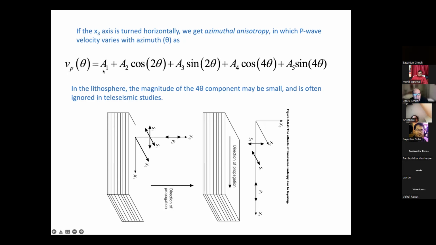So it looks something like this. VP will vary with azimuth as A1 plus A2 cosine 2 theta plus A3 sine 2 theta plus A4 cosine 4 theta plus A5 sine 4 theta. In the lithosphere, the magnitude of the 4 theta component may be small. Studies have shown that, and it's often ignored in teleseismic studies. However, people will often calculate A2 and A3. So they will parameterize the P wave velocity as A1 plus A2 cosine 2 theta plus A3 sine 2 theta.